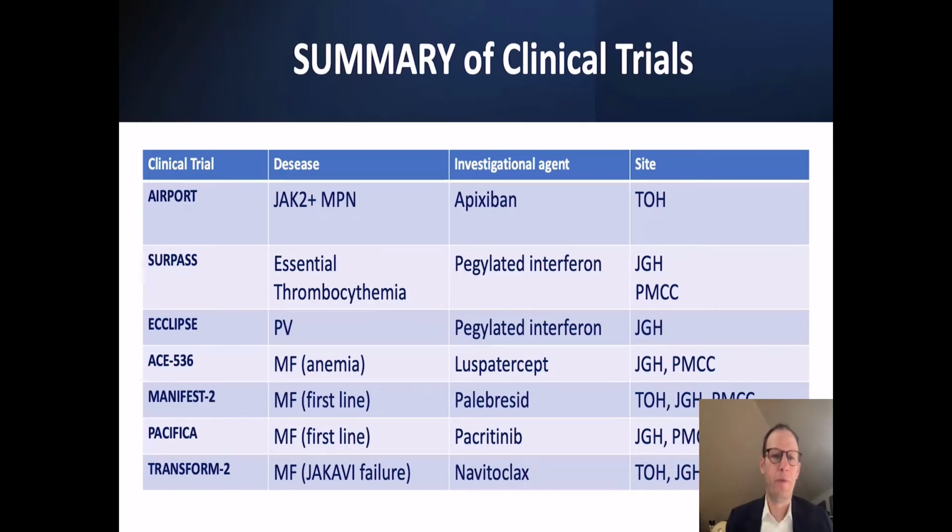But just to summarize, the airport trial looked at prevention of blood clots using an anticoagulant called apixaban. The SURPASS trial was looking at pegylated interferon for ET, or essential thrombocythemia. Eclipse was a single-arm study looking at pegylated interferon for PV this time. The ACE 536 study was for luspatercept, to increase the hemoglobin in patients who have myelofibrosis. And then the MANIFEST study was when pelabresib was added as a first line for patients with myelofibrosis. Pacifica was using pacritinib, again first line, and then the TRANSFORM was patients going to be treated with navitoclax and Jakavi, patients who have failed Jakavi.